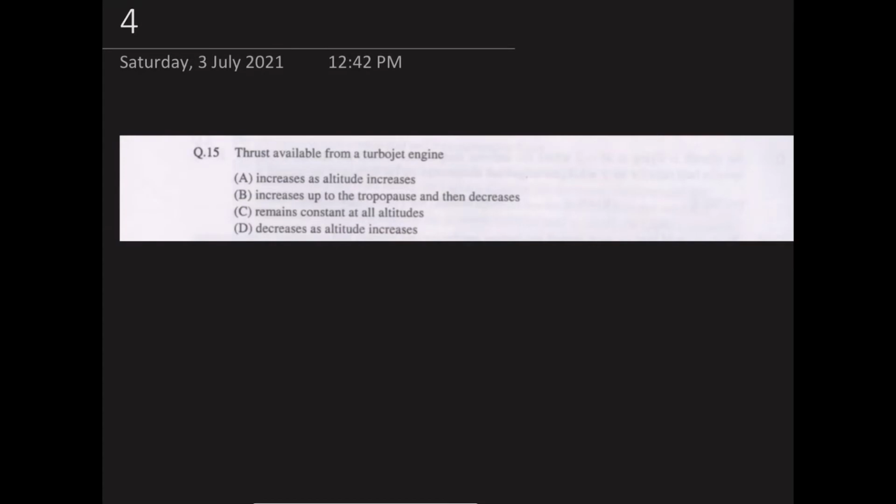Question number 4. Thrust available from a turbojet engine increases as altitude increases up to the tropopause and then decreases. It remains constant at all altitudes and decreases as altitude increases.